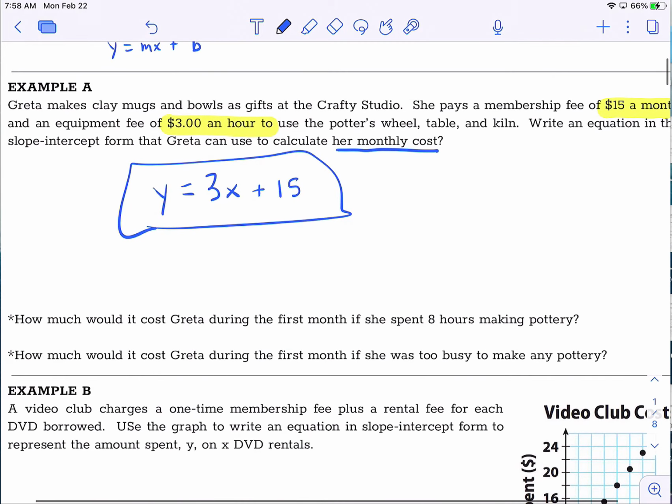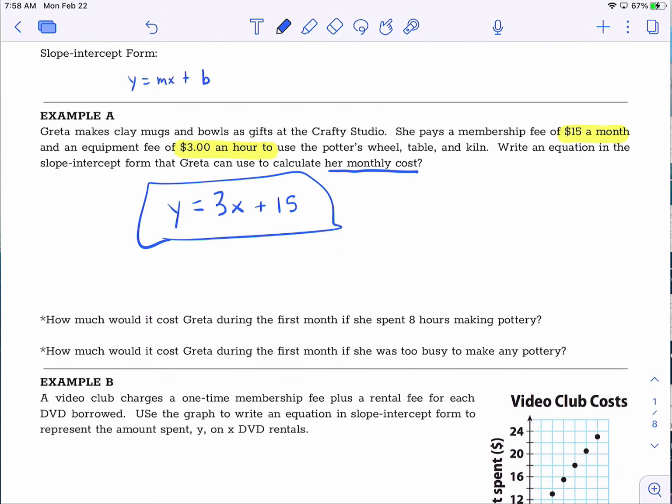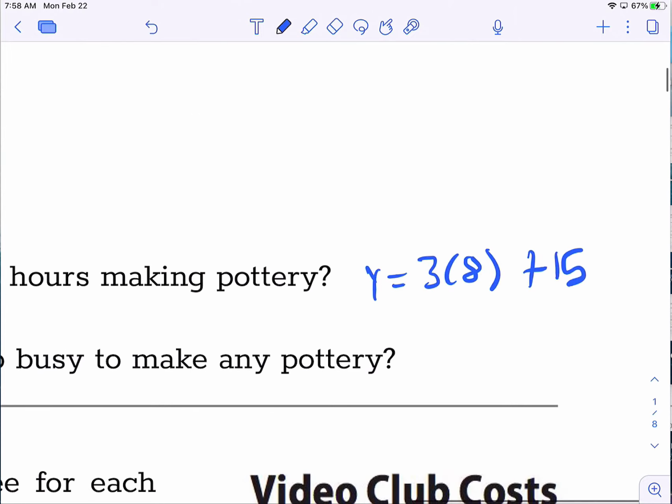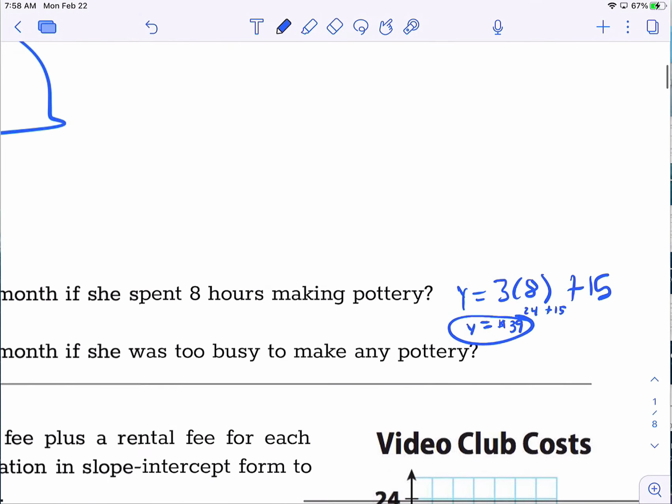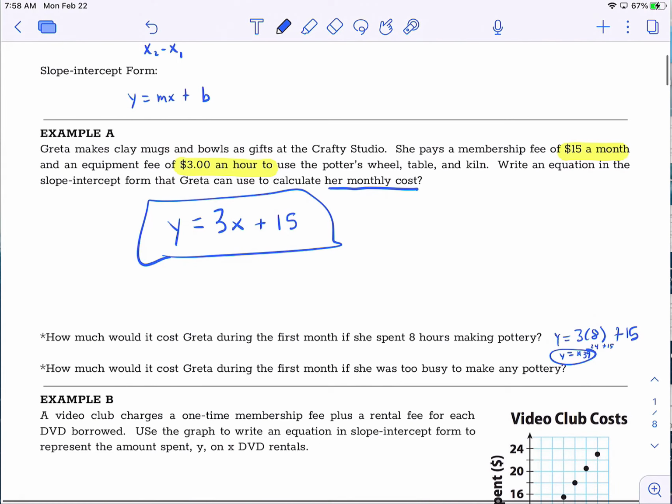Okay, so the next part down here, the couple questions. How much would it cost Greta during the first month if she spent 8 hours making pottery? To do that, all we got to do is take 8 and plug it in for x and see what that equals. Just use your equation that you made, plug in the number and see what we get. So 3 times 8 is 24. Sorry, not a lot of space here. And then 24 plus 15, that would be 39. So it cost her $39 to use it for 8 hours.